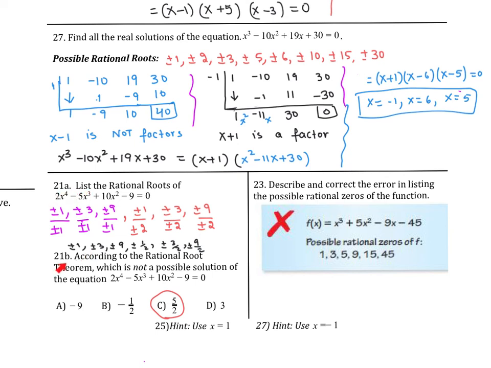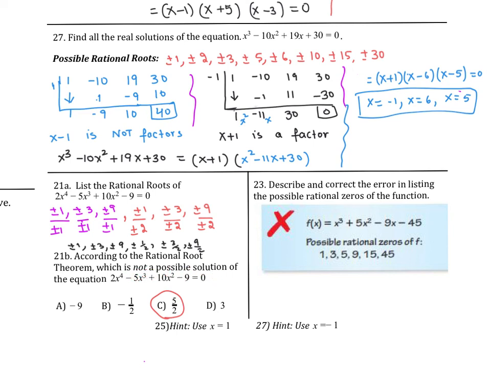So the roots are 1, 3, 9, 1 over 2, 3 over 2, and 9 over 2. These are all the possible rational roots for this equation. For number 21b, looking at these roots, you choose which one of the choices is not a possible solution. You can see that 5 over 2 is not part of the possible solutions. So the answer is 5 over 2 is not a possible solution.